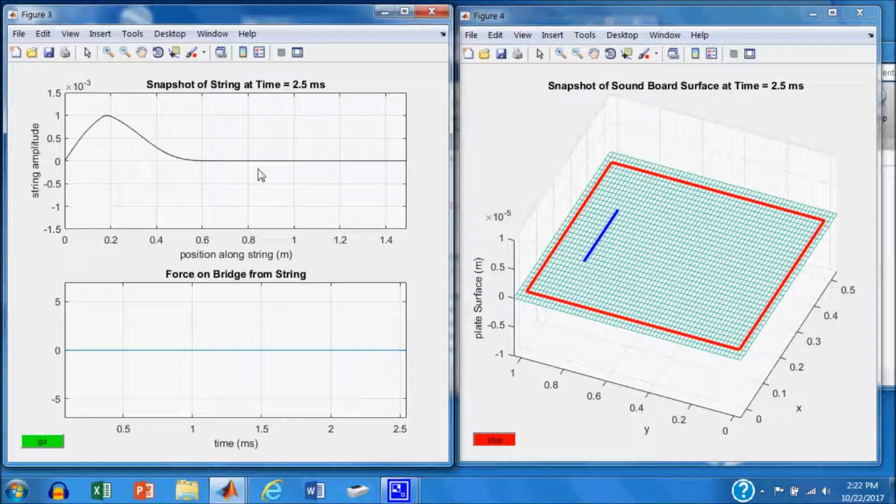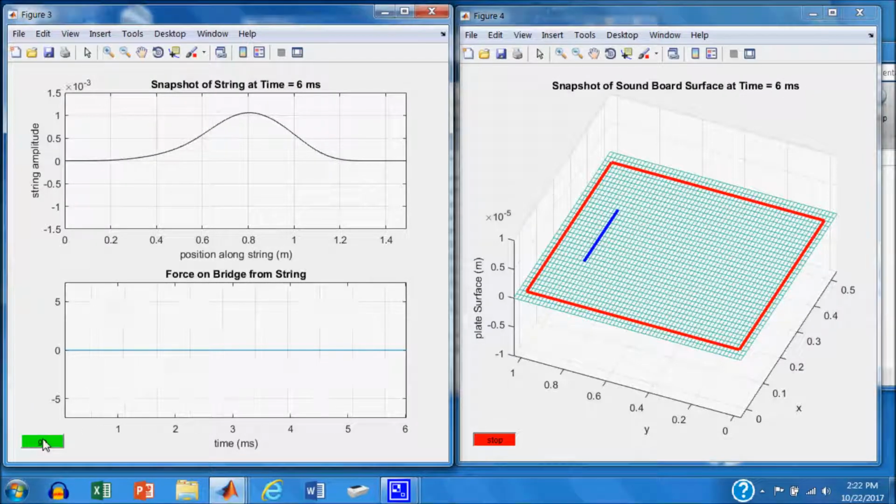Okay, we start out, the slope of the string at the bridge over here is 0, therefore there's no force of the string on the bridge. The pulse has been generated by the hammer strike, and it'll start to propagate to the right. There it goes. And here we are, 6 milliseconds into the simulation, and still the slope of the string over here is 0, force is 0, no activity over here.